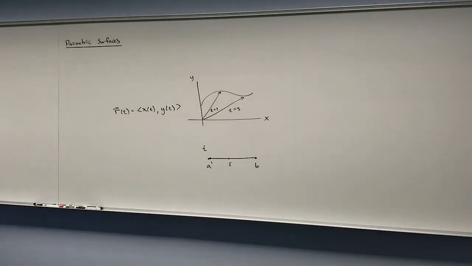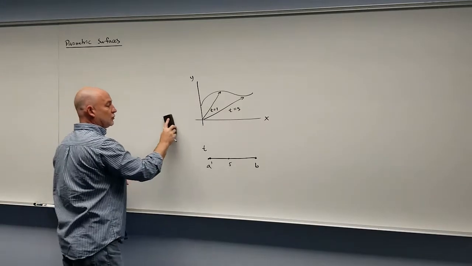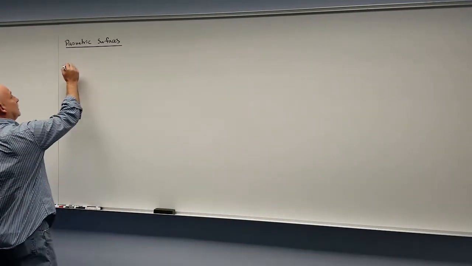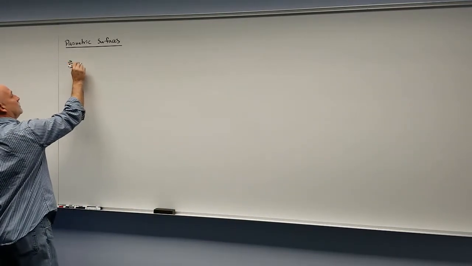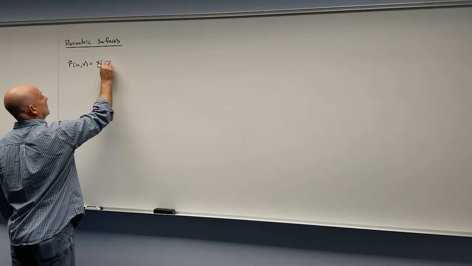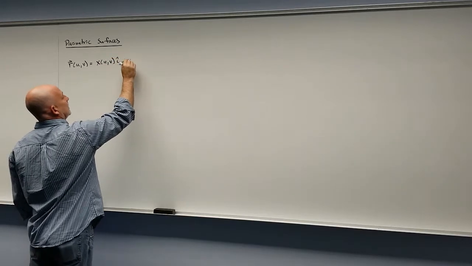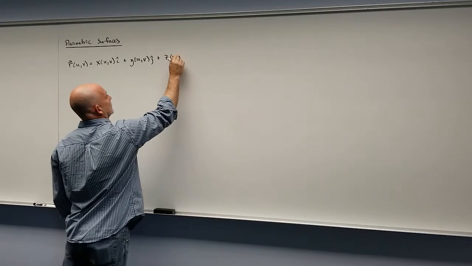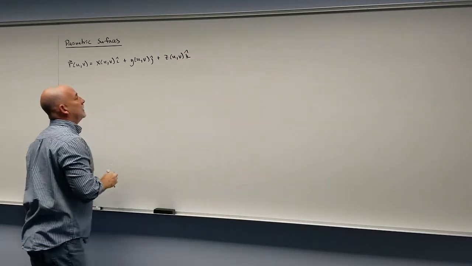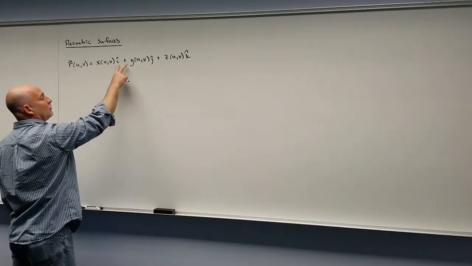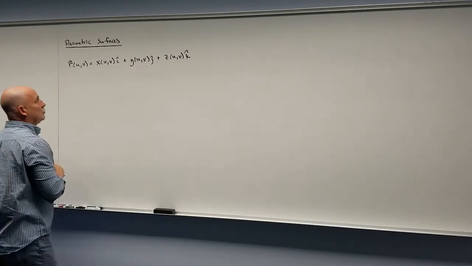We're going to need 2 independent variables instead of just 1. So we're going to define a parametric surface to be some r of u and v, which is going to be some x of u and v i, y of u and v j, z of u and v k. So notice here, each one of the components of our vector is a function of u and v.